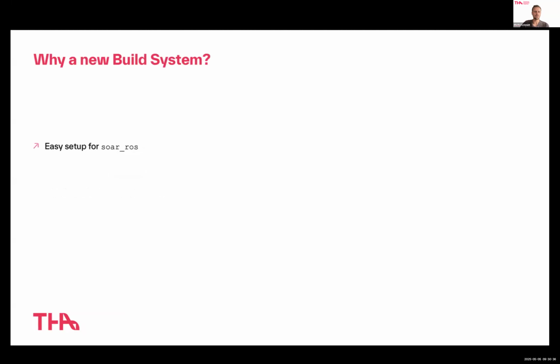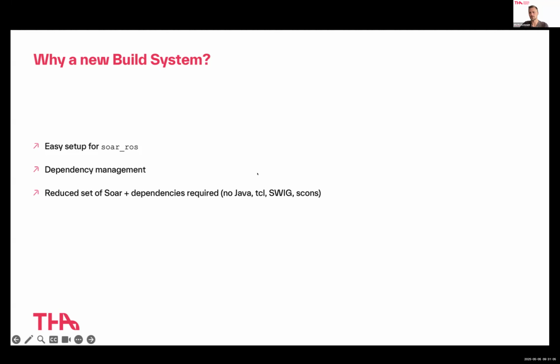So why a new build system? First of all, I wanted an easier setup for Soar ROS. That's the ROS 2 integration of Soar that I wrote last year. I wanted to have dependency management and not have in-repository management of the whole source tree. I wanted a reduced set of source, so I didn't want all the SWIG bindings, all the Java stuff. I just wanted the pure C++ library for performance and size and for easier integration. And I thought, how hard can it be to rebuild a C++ project? Yeah, might have done that a little bit differently.